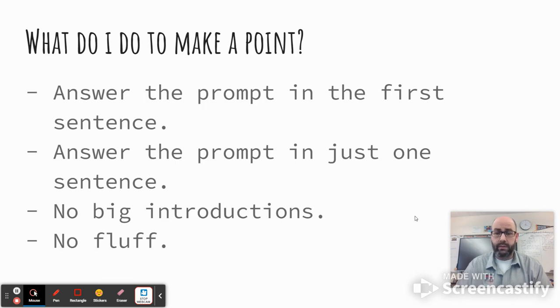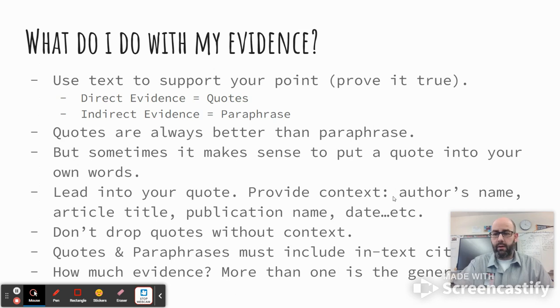You don't need any fluff. You don't need any big introductions. Just tell us what is going on. What is the topic of this paragraph? Then let's talk about evidence.